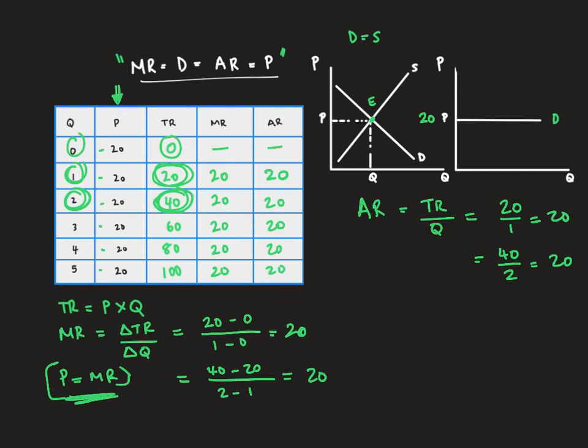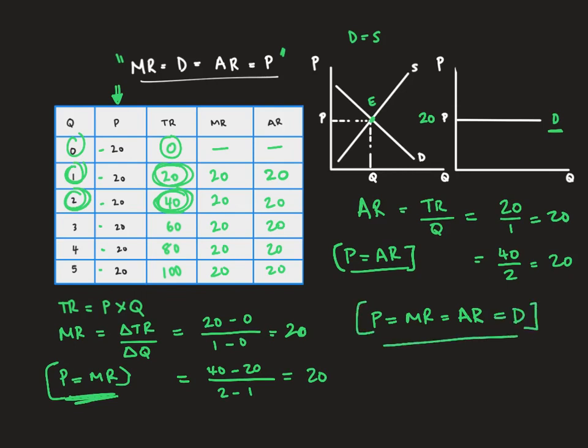So in a perfectly competitive firm, we know that our price will also be equal to our average revenue. So we've proved that price is equal to marginal revenue, which is equal to average revenue. And because we know that our demand curve is elastic and shows up in the form of a straight line, we can say that it's also equal to your demand curve. So here we have proven that in a perfectly competitive firm, our price is equal to our marginal revenue, is equal to our average revenue, which is equal to our demand for the product. And that basically summarizes the top part here, which we were trying to prove.